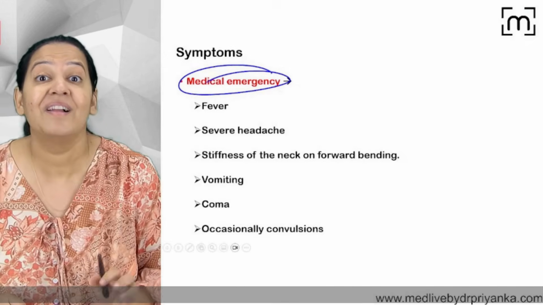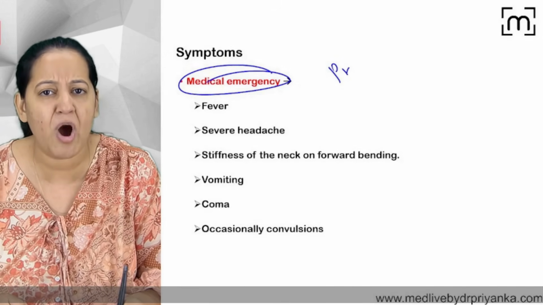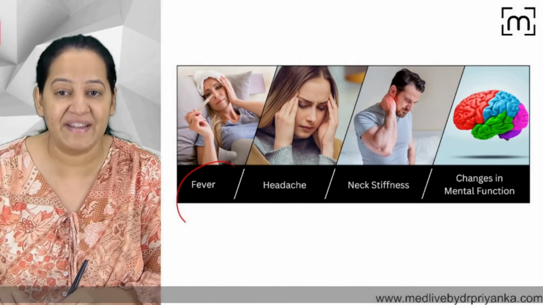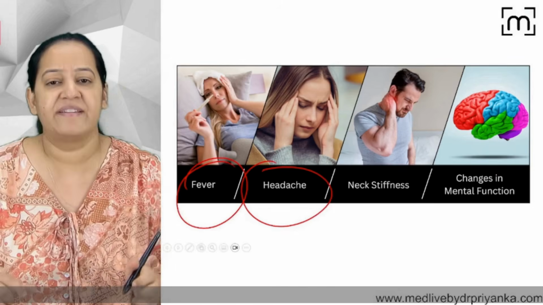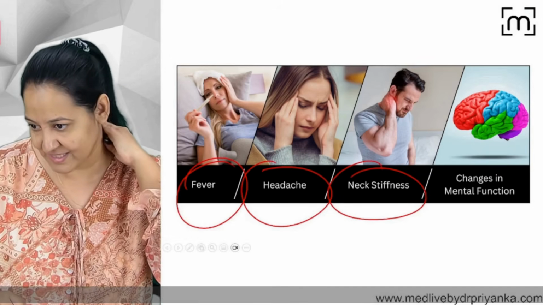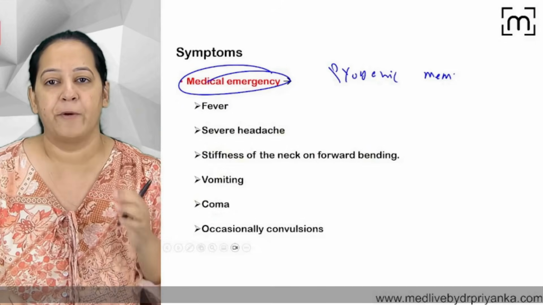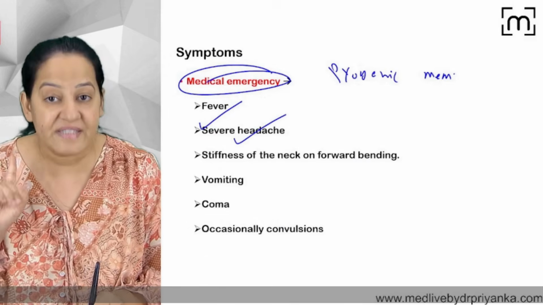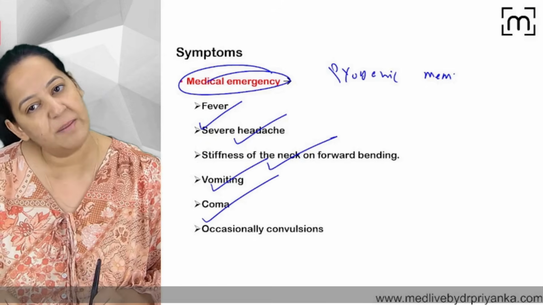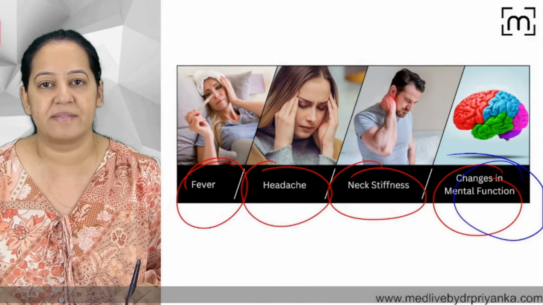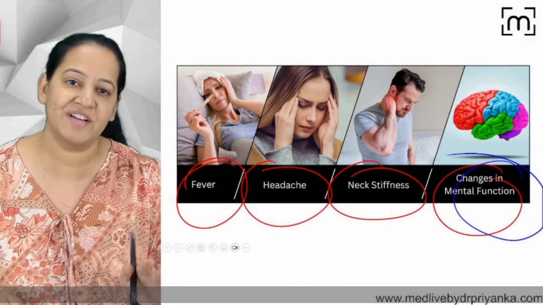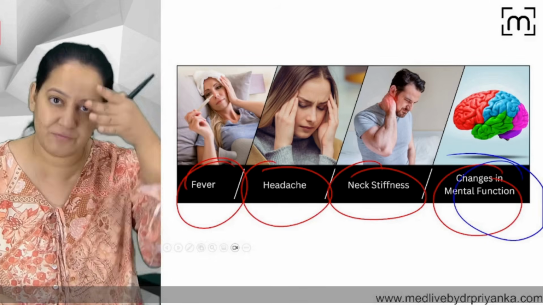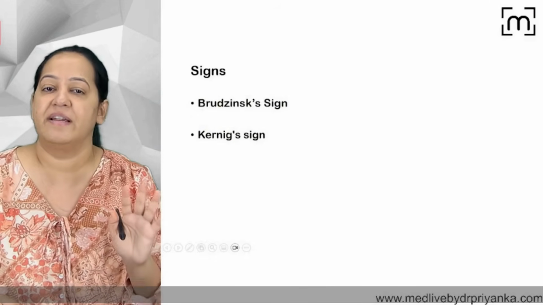Symptoms: acute bacterial, pyogenic meningitis is a medical emergency. The patient presents with severe headache and high grade fever. The most important finding is neck stiffness, and changes in the mental status. The patient also has vomiting, and sometimes goes into coma and convulsions. These are the symptoms of all meningitis, and all meningitis symptoms are the same, but the severity is highest in the pyogenic, bacterial one, because here pus is formed in the meninges. So it is very severe, a medical emergency.